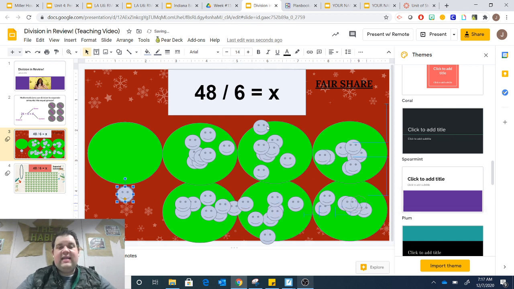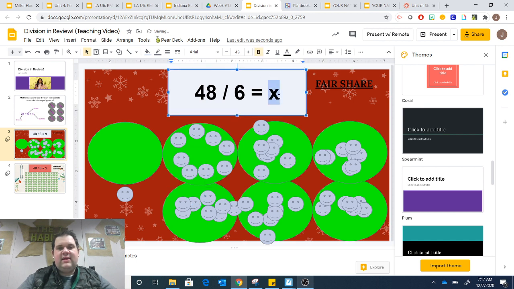So we've got all 48 in these groups. Now we need to decide how many are in each group. Well, here's 1, 2, 3, 4, 5, 6, 7, 8. So each group has 8 smileys. So our answer is 8. This is the fair share strategy.